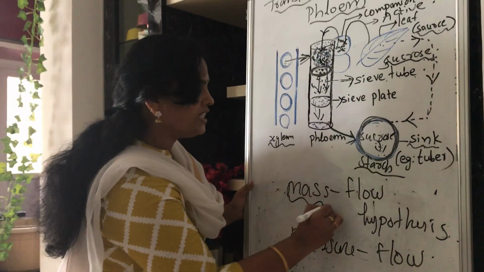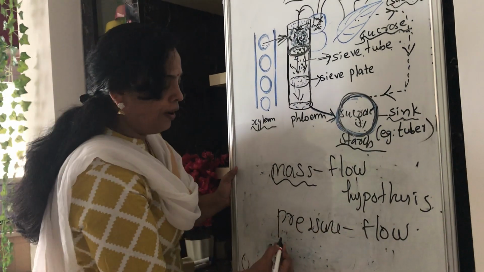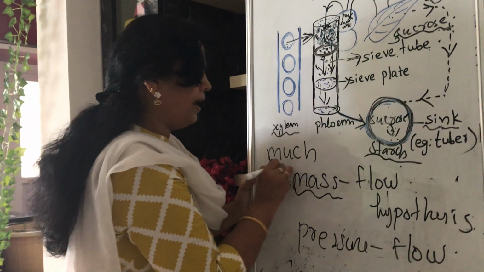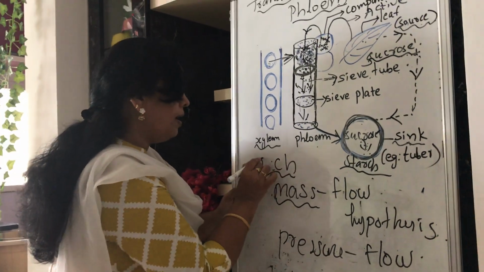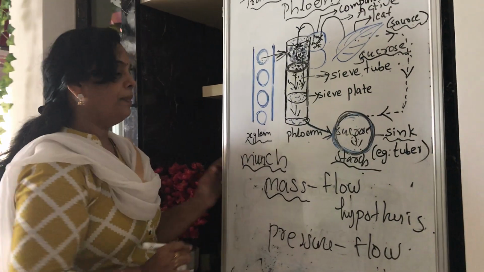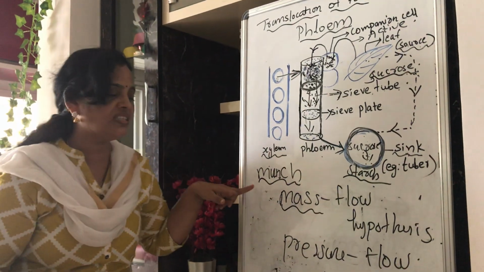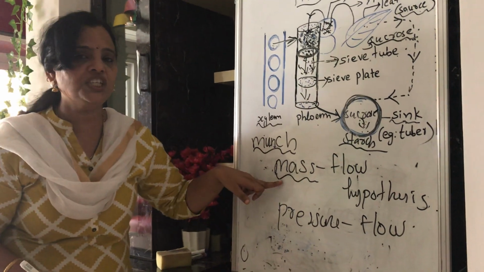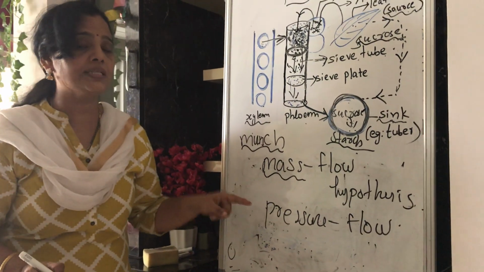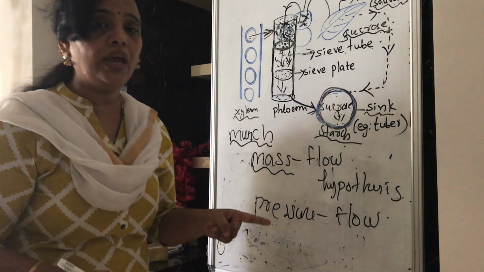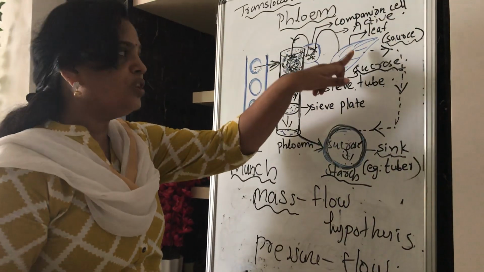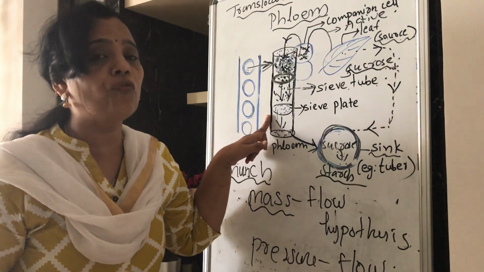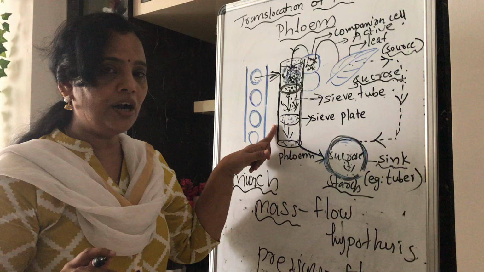It is called the mass flow hypothesis or pressure flow hypothesis, which was proposed by a scientist called Munch. This is not the Munch, the chocolate Munch. It is a scientist named Munch. So Munch proposed a theory called mass flow, which easily explains how the food will translocate from the source to the sink with the help of phloem. Hope children you understood this.